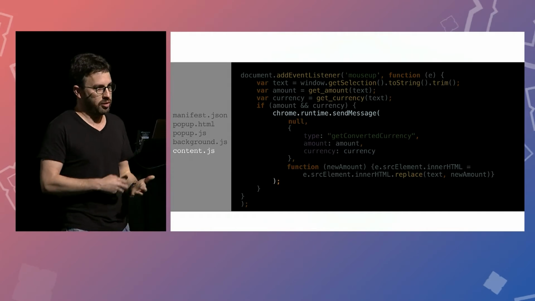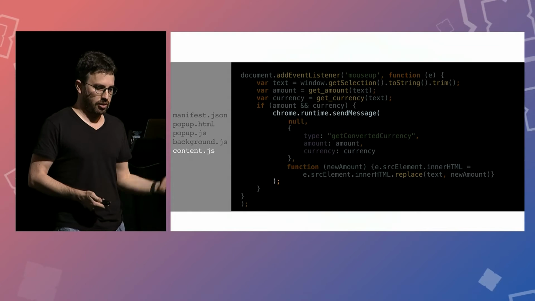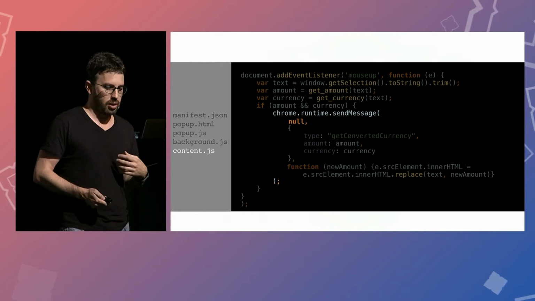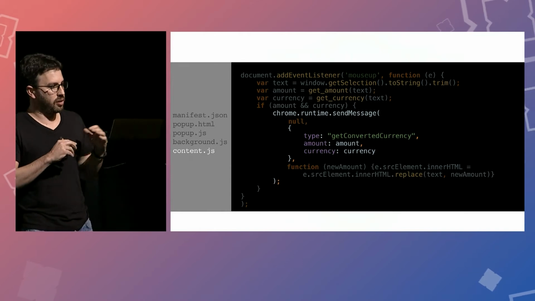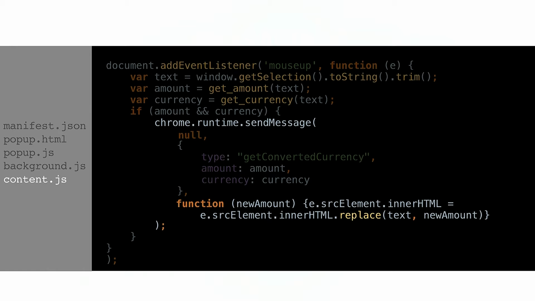On the content side, once we have the amount and the currency, we send a message. The first parameter is null, because we send the message to ourselves, to our extension. The second parameter is the message, just a JSON with a type, which is the type of the message, get converted currency, the amount, and the currency. Then the last parameter is the callback. In our case, once we get the response, we want to inject the result to the DOM, as you can see here.